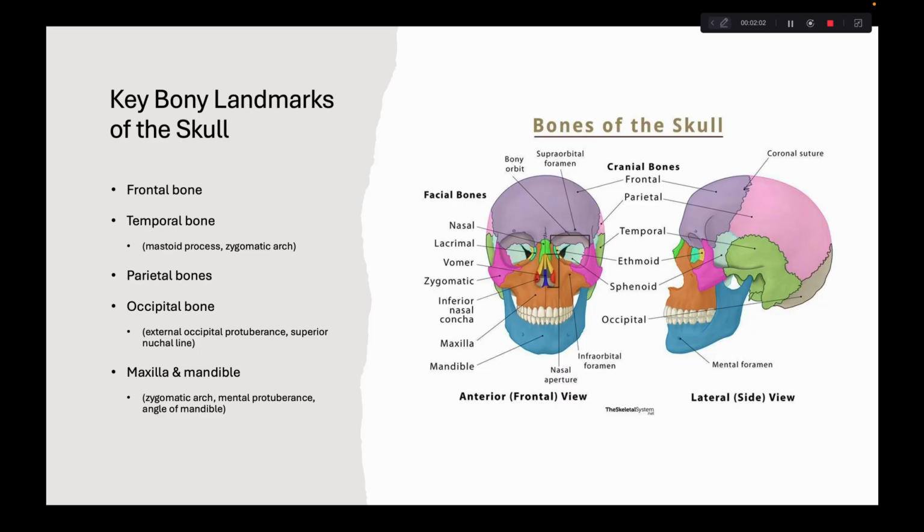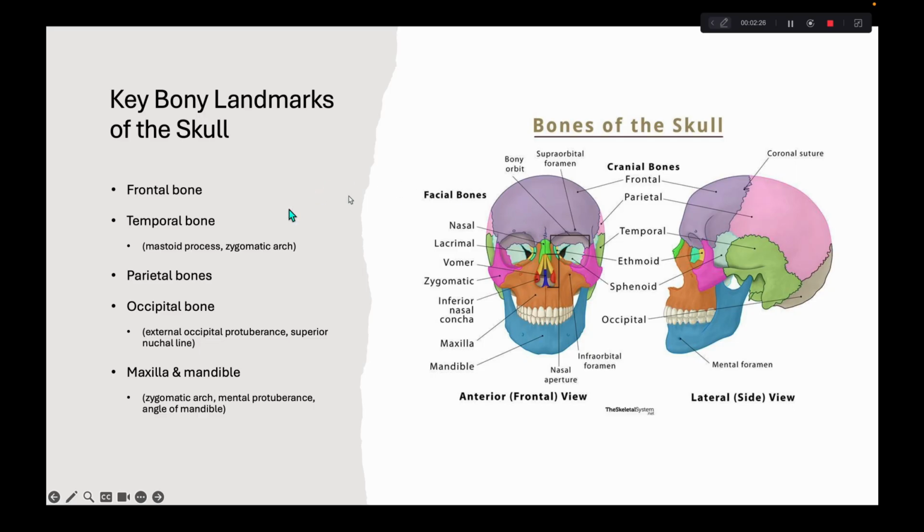So these are not all of the bones in the skull. I do have everything labeled on the picture to the right. There is an anterior view and a lateral view. Some of the main bones that we're going to go over in the skull is the frontal bone, which will be, as the name says, the front of your skull.